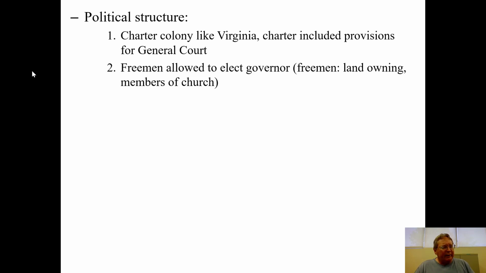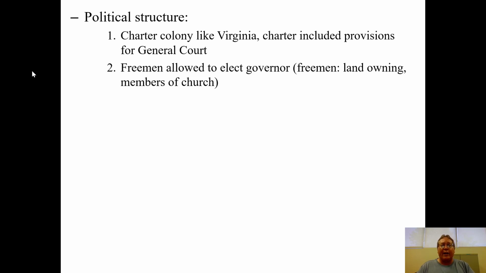Here in New England, it's going to be a little different, but still, owning land is a key feature. If you own land and you're a member of the church, you have a right to participate politically in this colony and have some authority in the colony, to cast votes, that kind of thing, hold office. So that's a little different than would be back home in England. Back home in England, you just have to own land. You don't have to be a member of a church.